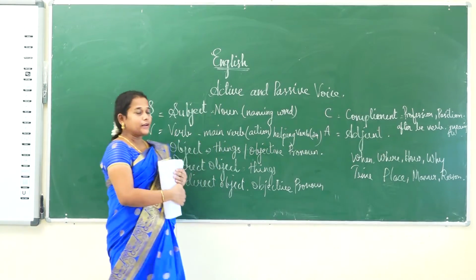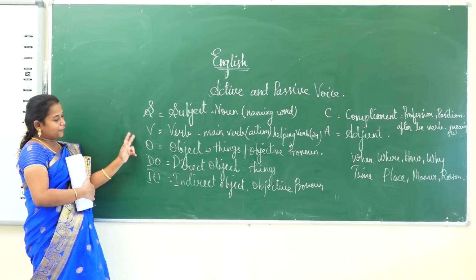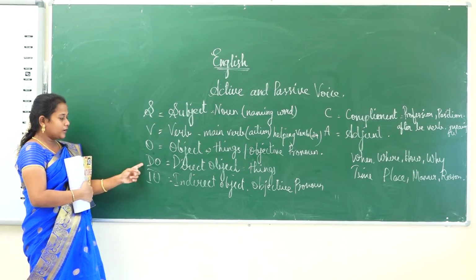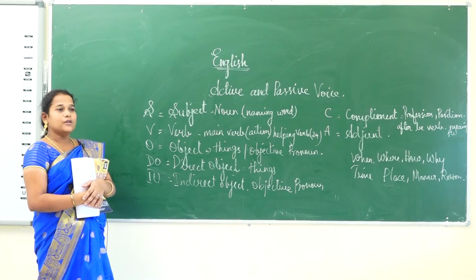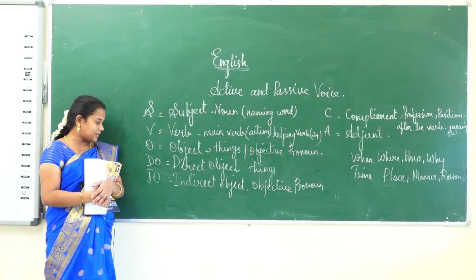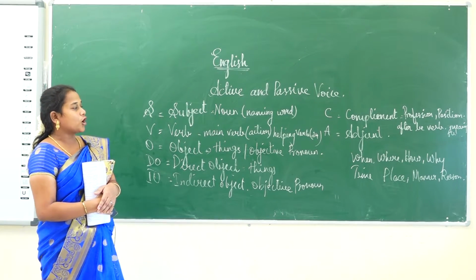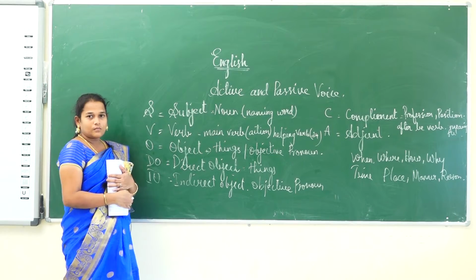So, before entering the topic, we have to know what a sentence pattern is. For the sentence pattern, we have to revise this. What are the elements in the pattern? S, V, O, DO, IO, C and A. S for subject, V for verb and O for object, DO for direct object, IO for indirect object, C for complement and A for agent.